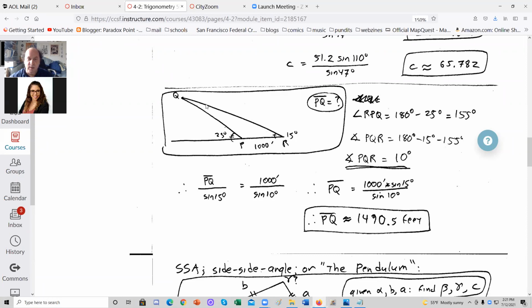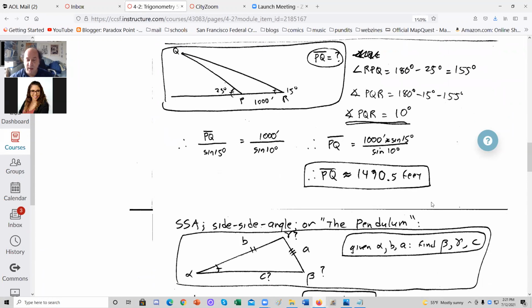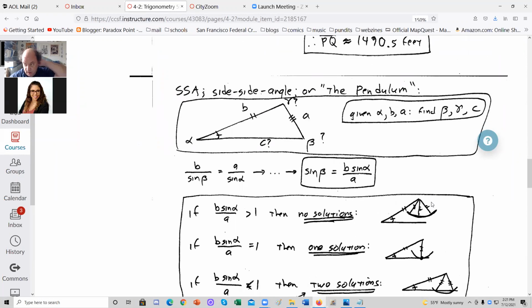So PQ over sine 15 degrees, side over sine of opposite angle, equals 1,000 feet over sine of this angle, which we determined as 10 degrees. So PQ is, if you transpose, 1,000 feet times sine of 15 degrees over sine of 10 degrees. That's about 1,490.5 feet.